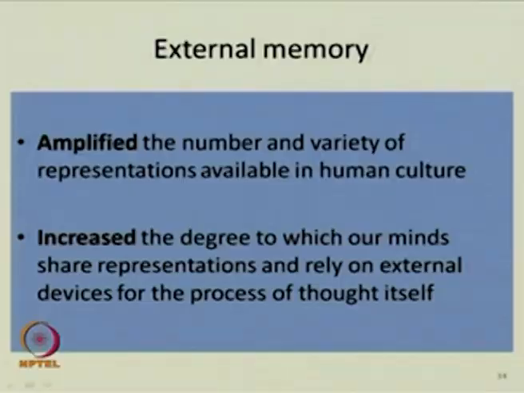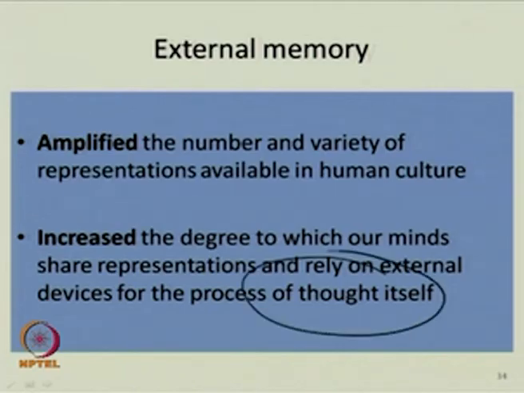And that is why we needed the written word. We needed those new storage devices, and this has also changed, even physically, the way our minds work. Why? As Donald says, it is because we have a new environment here, where there is a symbiosis of the external and the internal memory systems. Therefore, an external memory system amplified the number and variety of representations available to us, and increased the degree to which our minds share representations and rely on external devices for the process of thought itself.